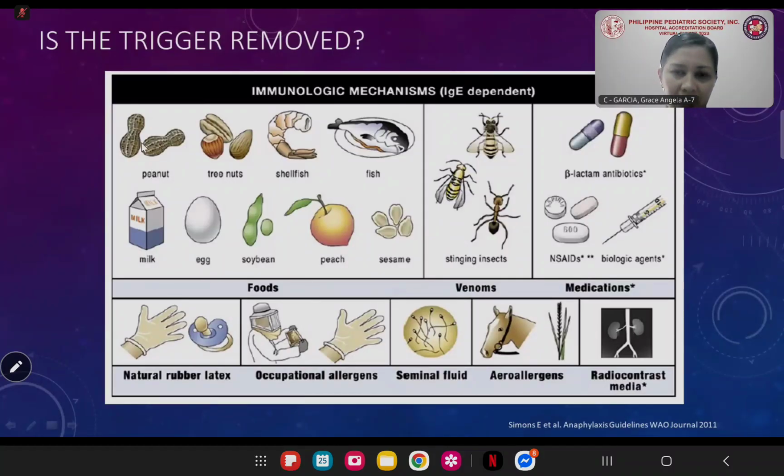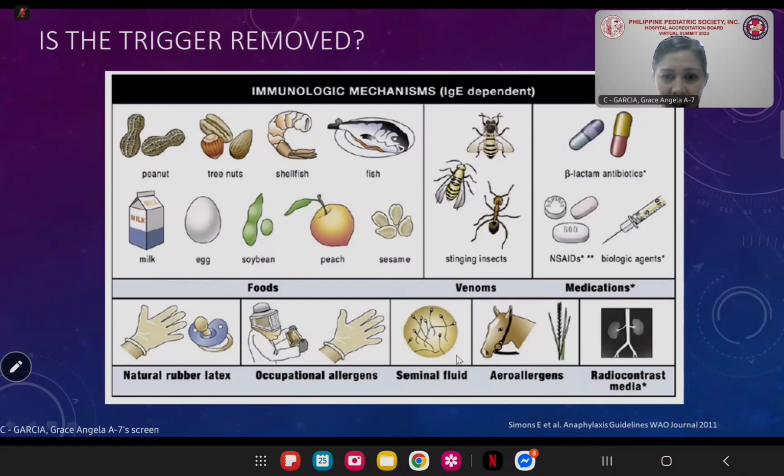Your top eight food allergens would be peanuts, tree nuts, shellfish, fish, milk, egg, soy, although peach and sesame, well, sesame could be in the seeds, but peach is not so common in our setting here. And then bee stings, IV medications as well, latex, rubber, occupational allergens, seminal fluid.